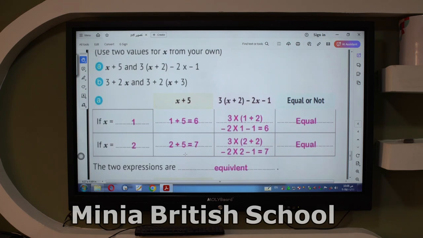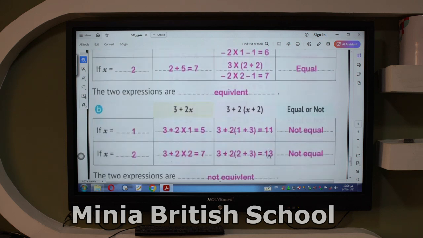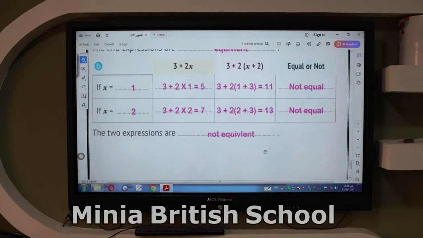Then when we substitute x equals 1, it gives the same values. When we substitute x equals 2, the same values. Then the two expressions are equivalent. Look at these two expressions: 3 plus 2x and 3 plus 2 open the bracket x plus 2. If we put x equals 1, I will take x and put its value. You don't have to substitute by 1 and 2 only. You can write any values as you like, okay?